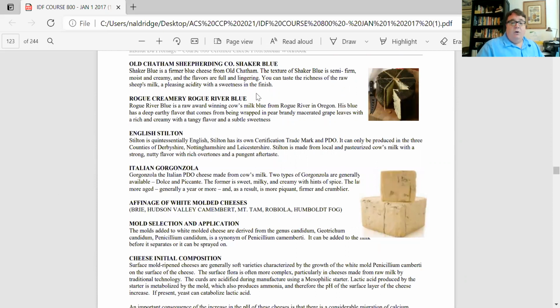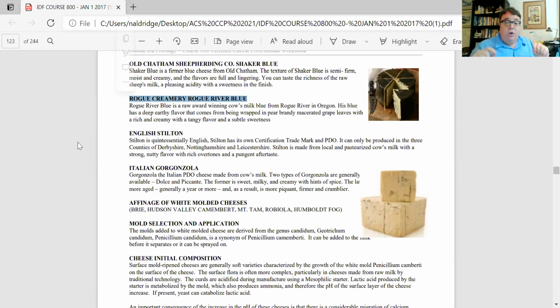Okay, so Rogue River Blue. You guys are aware that Rogue River Blue won best cheese in the world a couple years ago. It's an American cheese winning the biggest award. Do you think you get asked about something like that?